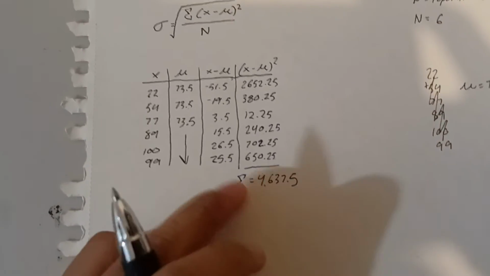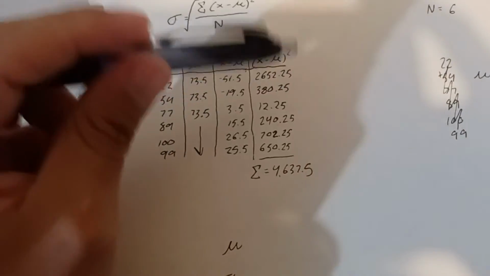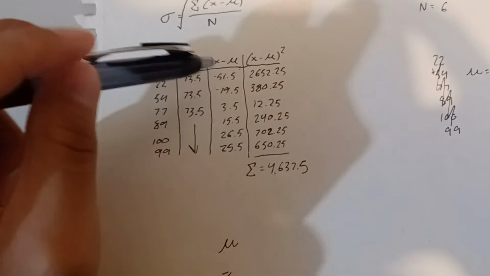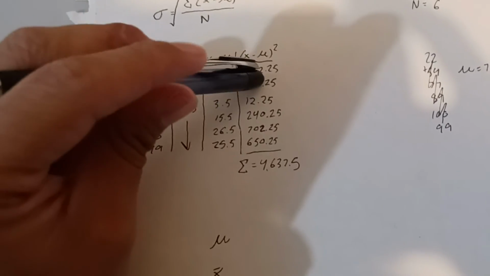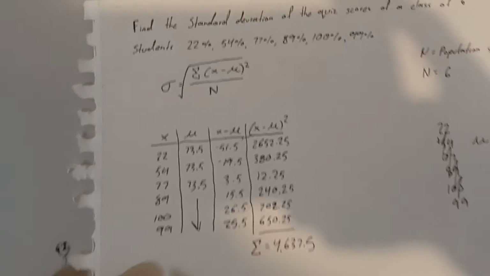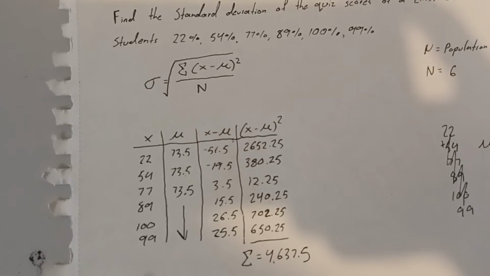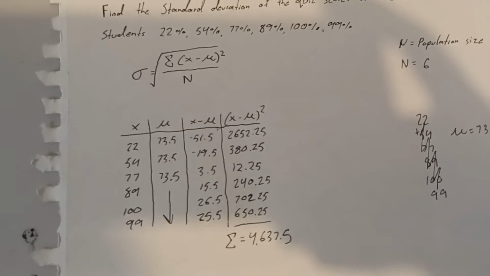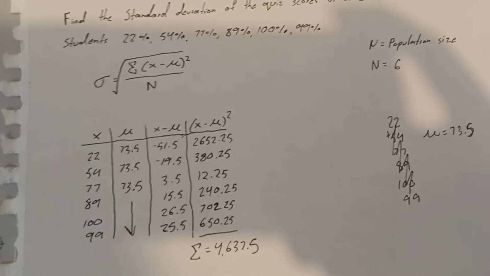4,637.5 should be the sum of all of these, just this column, all of these values. Not all of these, but all of those. 4,637.5. So, what now? We're pretty much good to do our equation.